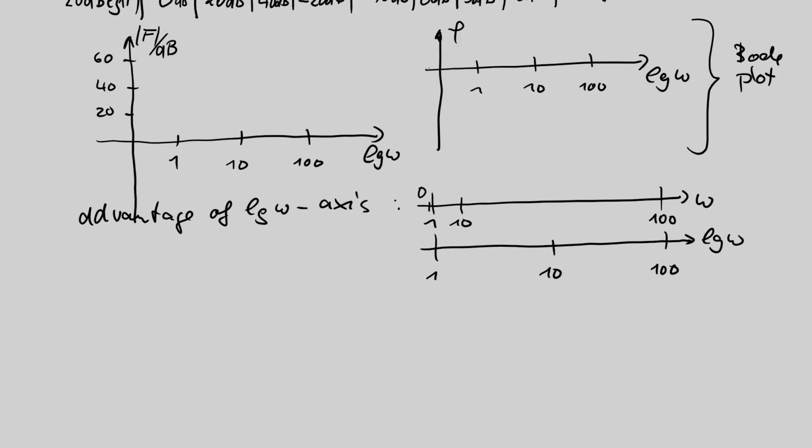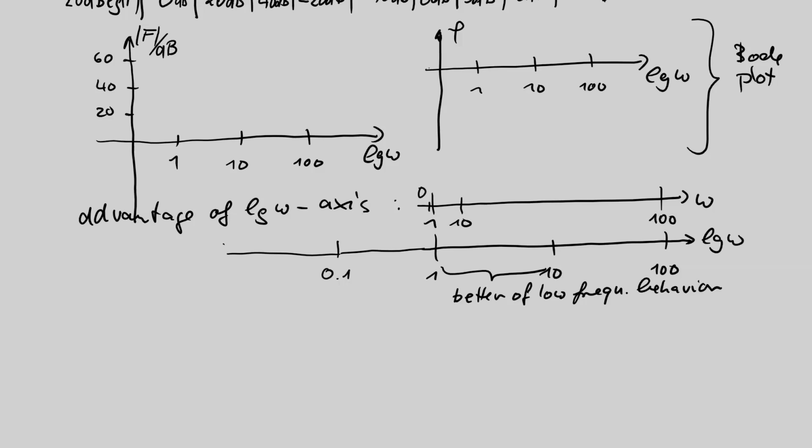Yeah. The advantage is better display of low frequencies, low frequency behavior. A disadvantage, where is the 0? Where is the DC case? We have to go on here. This is 0.01.